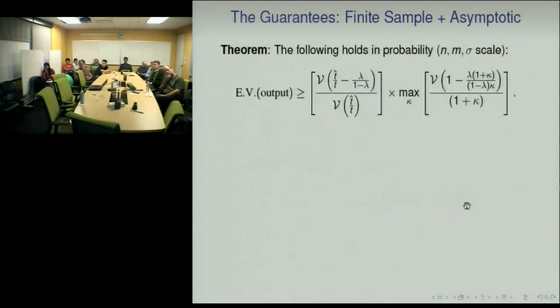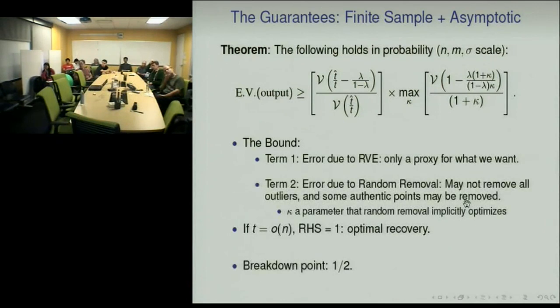And in general, there is a theorem, or the main result that we have, is that the explained variance of the output, and I omit the probabilistic term here, so with high probability, the explained variance is going to be lower bounded by a multiplication of two terms. The first term is the error that we have because we're using a biased estimator. So the robust variance estimator is a biased one. It's going to underestimate the variance. And the second term is due to random removal, so we may not remove all the outliers. And so here's our parameter that measures how many outliers we are going to remove.